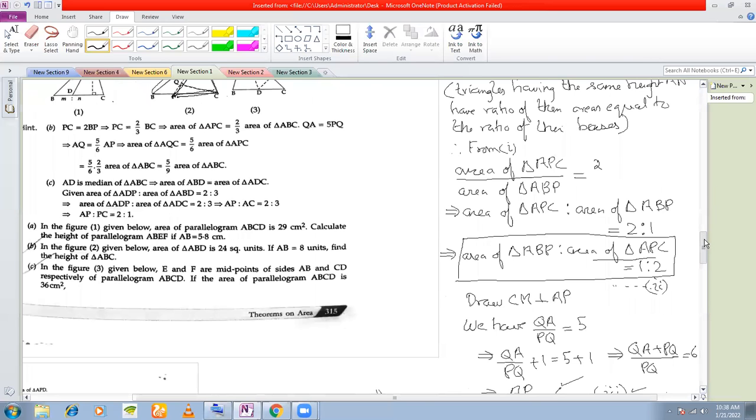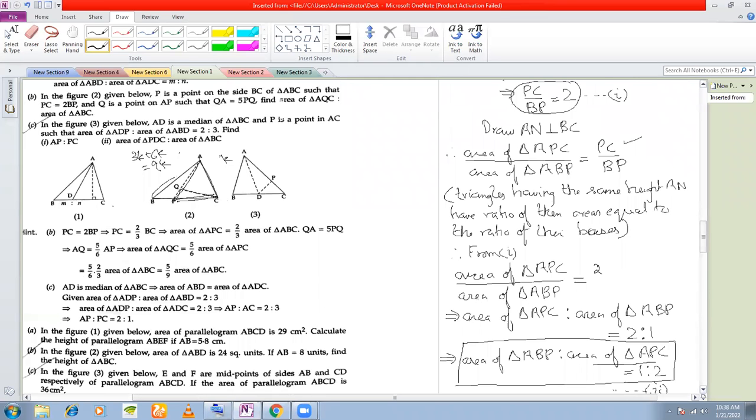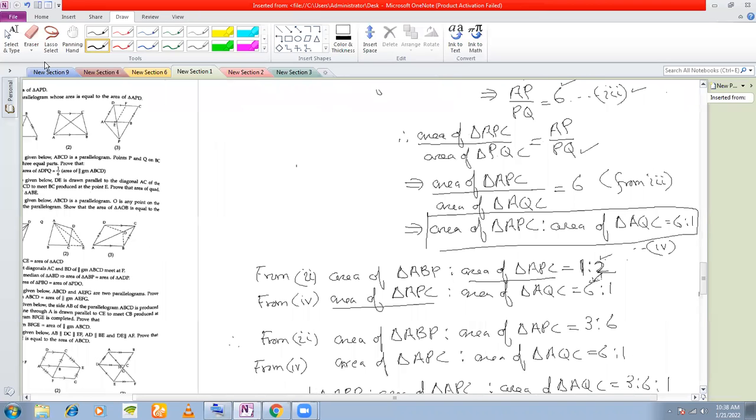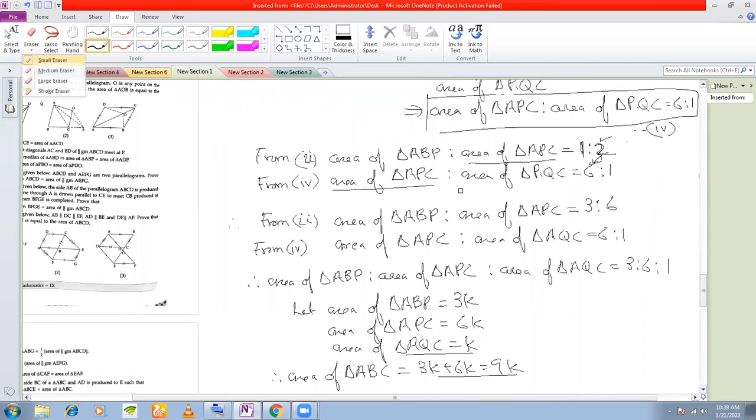because here PQ is the base of which triangle? PQ is the base of PQC, isn't it? So that is why this should be PQC. So let's change all this. So this should be triangle PQC. The ratio is okay. Only the notation part is wrong. So this should be PQC. Okay. And this should also be PQC.